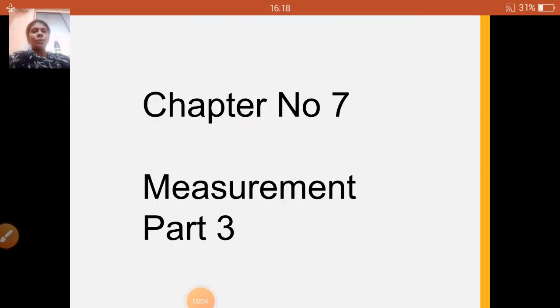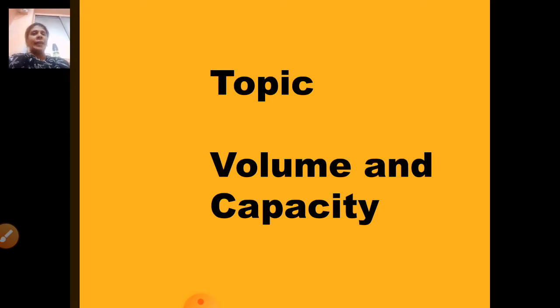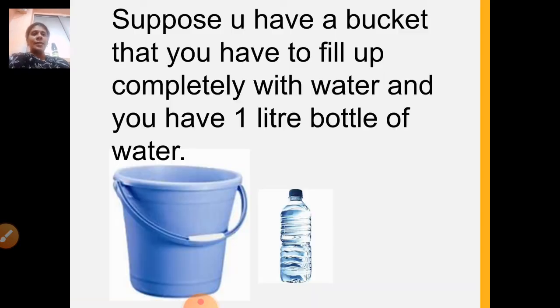Now, children, as you know, we are doing chapter number 7, measurement part 3. Today we will be doing part 3. We have finished part 1 and part 2. In part 1, what did we do? We saw length, centimeters, meters. In part 2, we did kilograms and grams, that is weight. Today we will be doing volume and capacity. The topic for today will be volume and capacity. Okay, so let us see how it is.